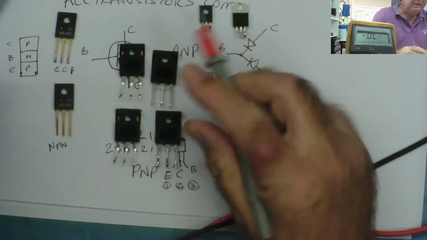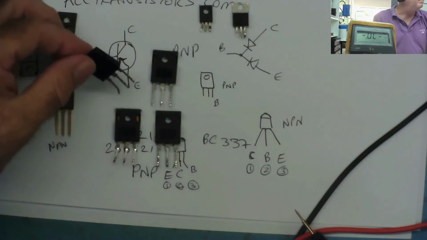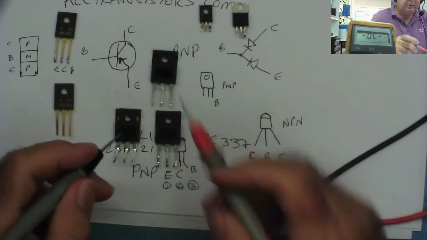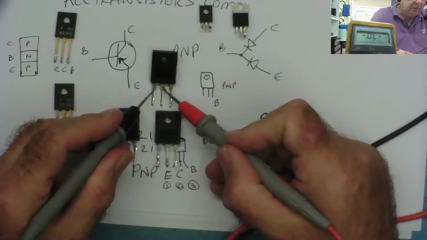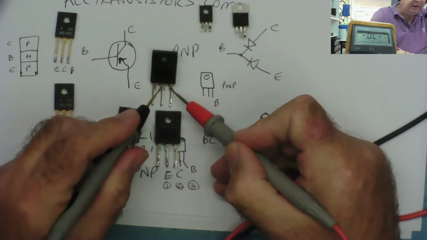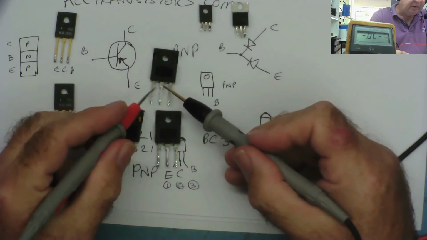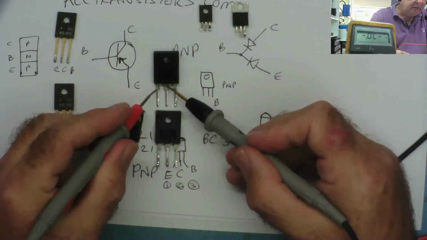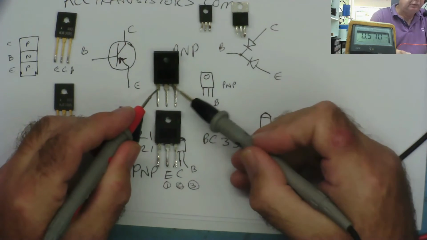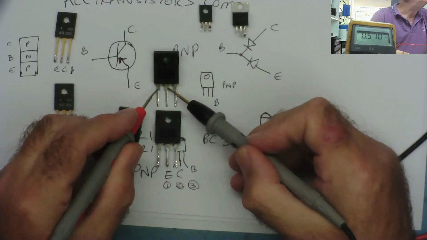Base, collector, emitter. That's a lump of metal. That's no longer a transistor. That's a bad one. So look at this one. Nothing there. There's no short on this one. Let's go with a positive on here, in case this is the base, it's an NPN. Got a junction there. Got a junction there. Which way round is it?